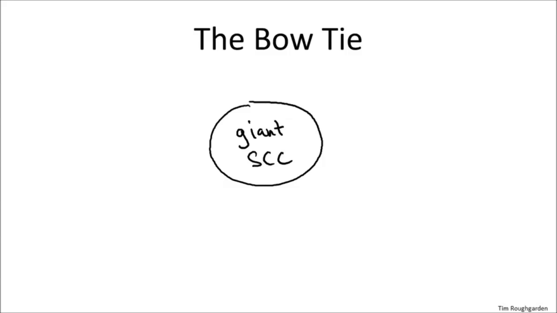So let me tell you about what Broder et al. found when they did strong connectivity computations on the web graph. They explained their results in what they called the bow tie picture of the web. So let's begin with the center, or the knot, of the bow tie. So in the middle we have what we're going to call a giant strongly connected component, with the interpretation being this is the core of the web in some sense.